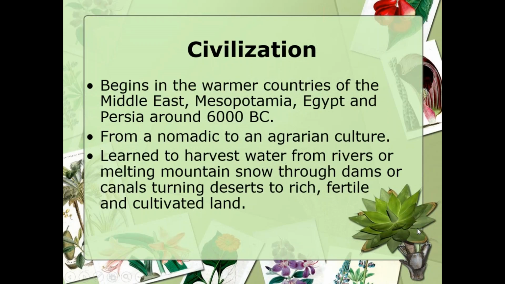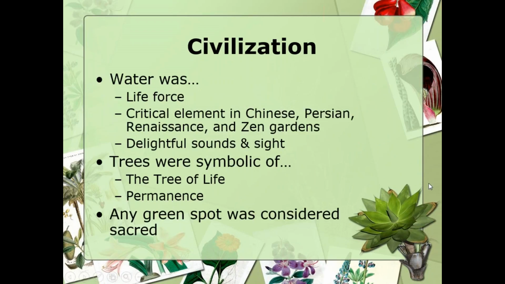So it begins in warmer countries of the Middle East, Mesopotamia, Egypt, and Persia around 6000 BC. From a nomadic to agrarian culture, learn to harvest water from rivers or melting mountain snow through dams or canals, turning deserts to rich, fertile, and cultivated land. Water was a life force, a critical element in Chinese, Persian, Renaissance, and Zen gardens, delightful in sounds and sight. Trees were symbolic of the tree of life and permanence. Any green spot was considered sacred.